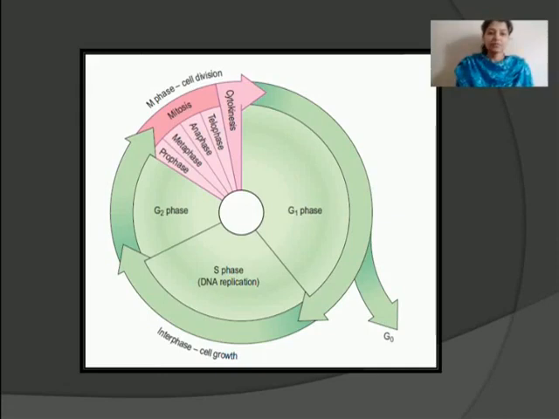Now this is a diagram of the entire cell division. You can see there are two phases, one being your M phase where the cell divides and the other being your interphase. Interphase is further subdivided into three categories, and interphase is mainly a phase of cell growth and M phase is the phase of cell division.